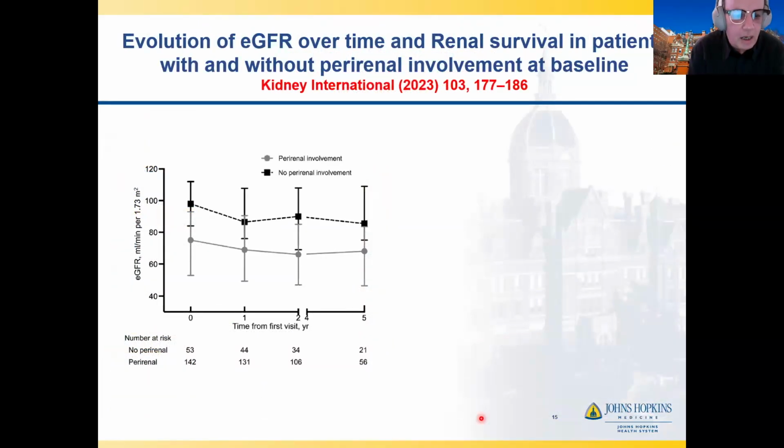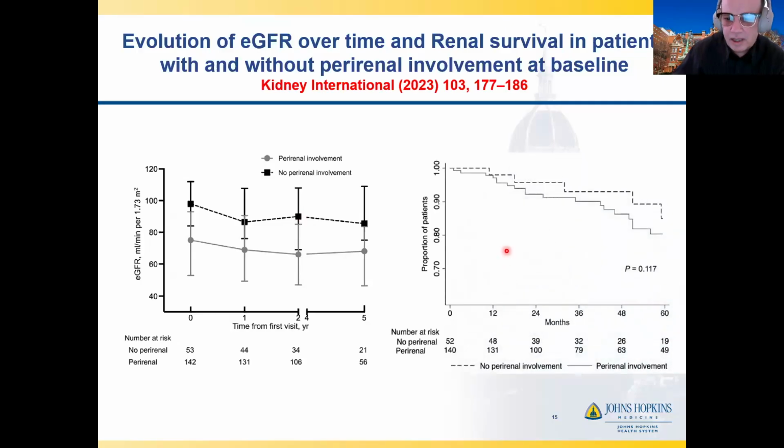If you look at what actually happened to those patients over time in terms of kidney survival, and also what happened to the GFR over time, you can see here no perirenal involvement. On the y-axis is the kidney function, from 120 down to 40 here, and on the x-axis is time in years. So as you would expect, and as we saw, the kidney function is declining over time in those patients who have perirenal involvement compared to those without perirenal involvement.